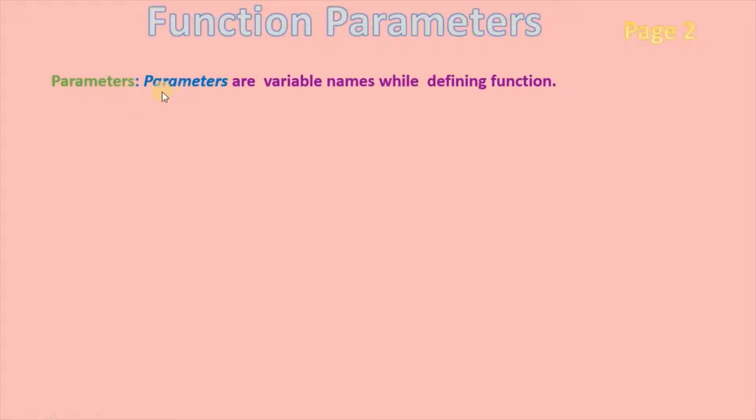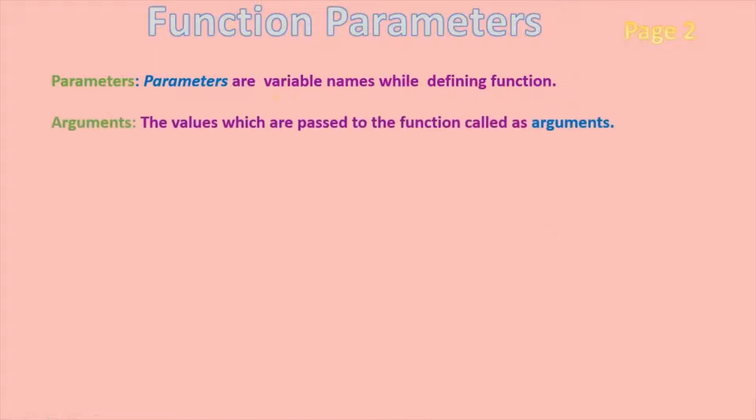Parameters. Parameters are variable names while defining a function. Arguments. The values which are passed to the function are called arguments.